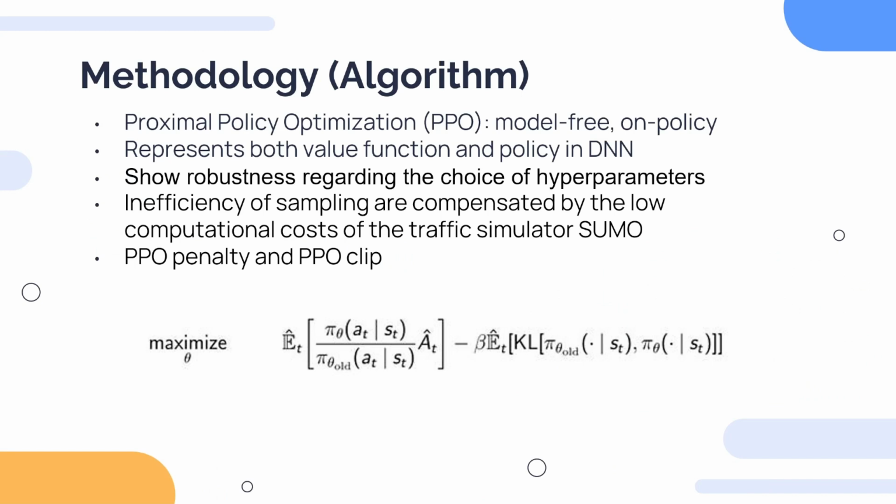First, the algorithm used in this study is proximal policy optimization, also known as PPO, and it is a model-free and on-policy algorithm. Previous studies also show that it is robust to the choice of hyperparameters, but it is actually inefficient in sampling a trajectory. But this problem will be compensated by the low computational cost of the traffic simulator Sumo. PPO has two variants, PPO with penalty and PPO with clipping. The equation below is the objective function optimized in the algorithm.